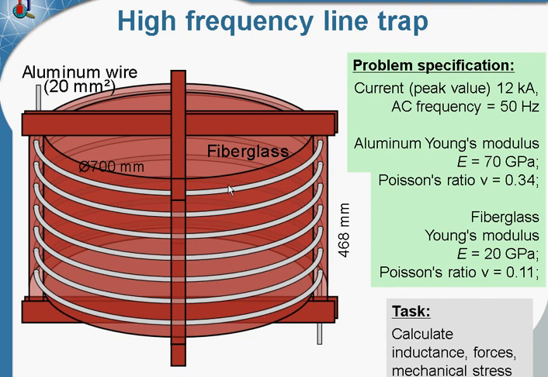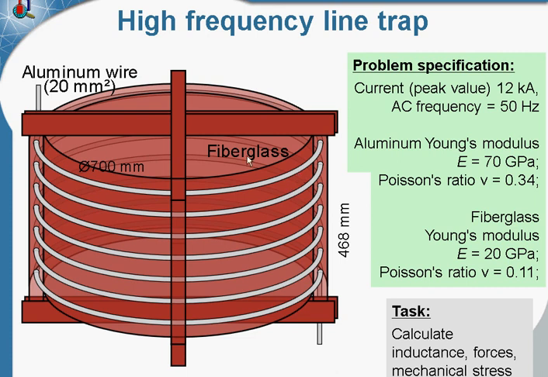Our task here is to calculate forces and mechanical stresses in the fiberglass case. Stranded aluminum cable cross-section is 20 mm squared. Peak current value is 20 kA. AC frequency is 50 Hz.